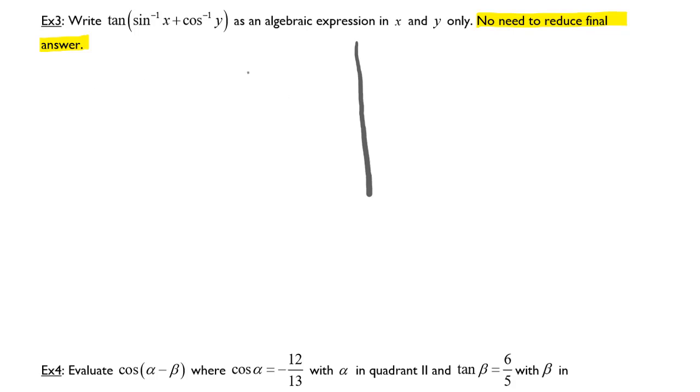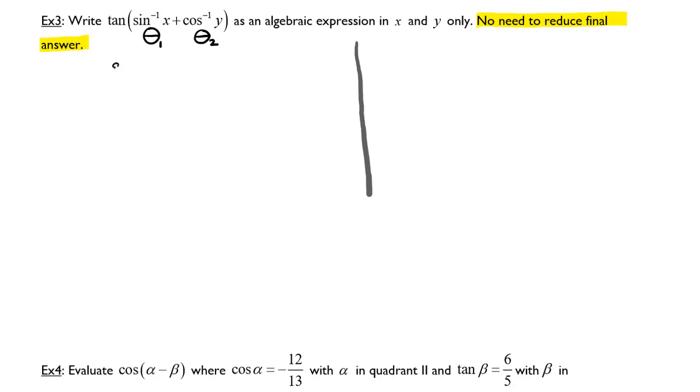Let's break our page into two parts. First, remembering that sine inverse of x is an angle, we'll call it theta sub 1. And cosine inverse of y is like theta sub 2.